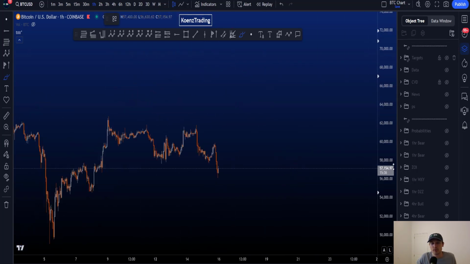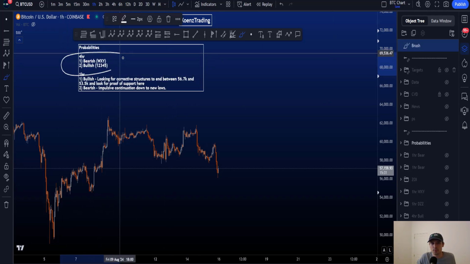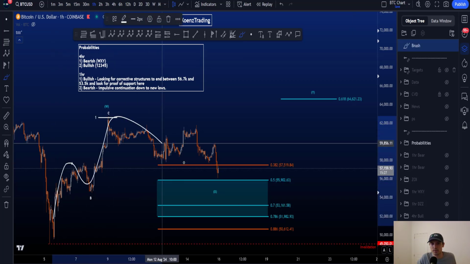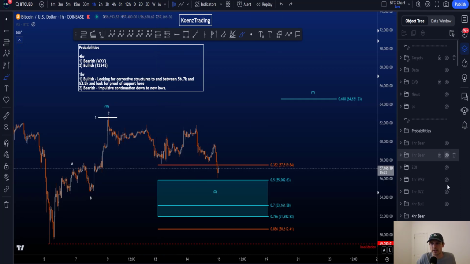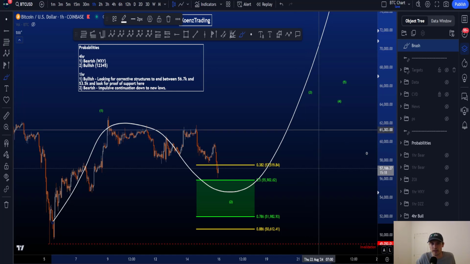So if we then look at the probabilities of the different scenarios, then on the 4-hour time frame, the probabilities are at the moment highest for the bearish scenario, where we are looking for a wave W, X, and a wave Y towards the upside, compared to a bullish scenario where we are looking for impulsive continuation in a 1, 2, and a wave 3.